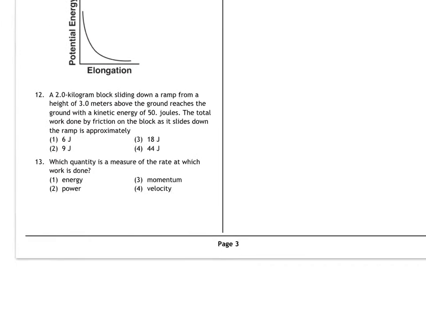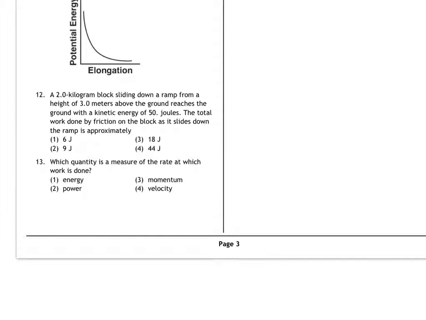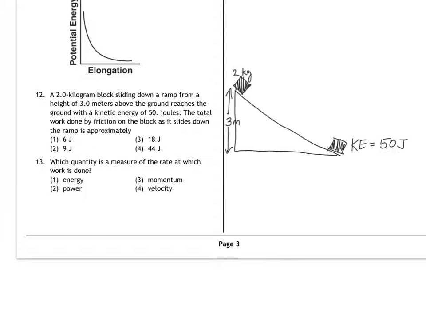All right, so number 12. A 2 kilogram block sliding down a ramp from a height of 3 meters above the ground reaches the ground with a kinetic energy of 50. And they want to know the total work done by friction on the block as it slides down the ramp.